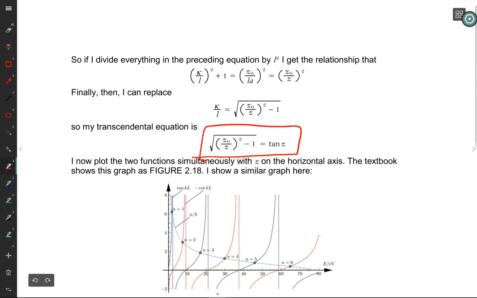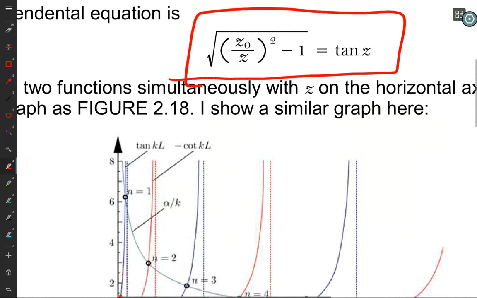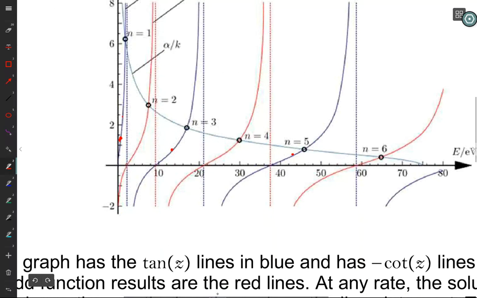So then we plot tangent of Z. So tangent of Z is first this one, then this, then this. Each one of the blue lines is a graph of tangent of Z. And then this function here, I think that's supposed to be the green line.